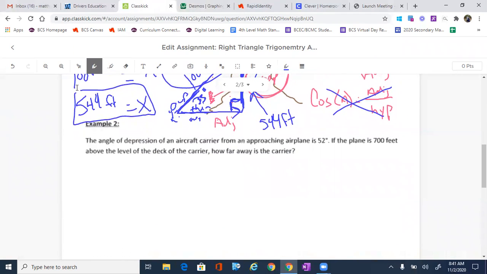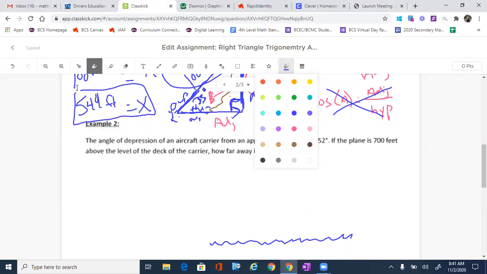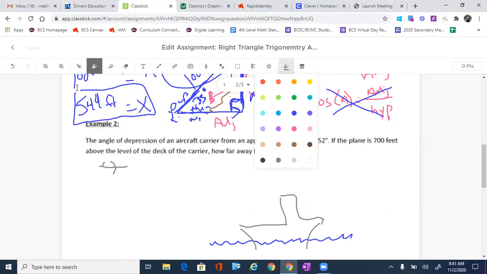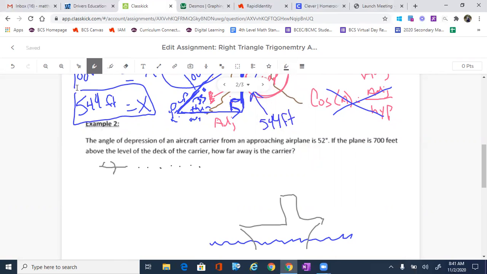Example 2 says the angle of depression of an aircraft carrier from an approaching airplane is 52 degrees. Okay, so let's say that we have got some water out there. We've got an aircraft carrier. There it is. It's sitting out there in the water. And we've got a plane that is flying through the air, and this plane is going in this direction.